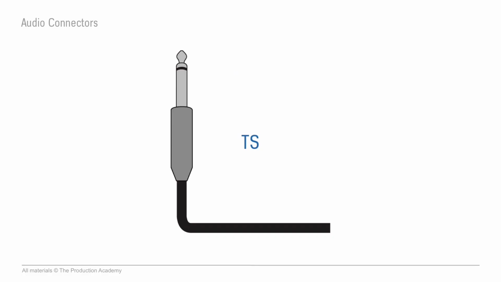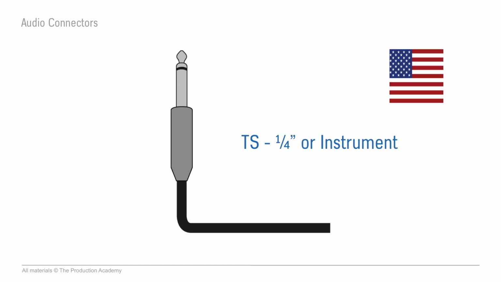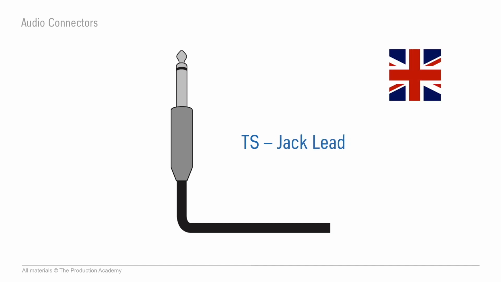An unbalanced signal can only be run for about 20 feet before we start to lose quality. But balanced signals can go for hundreds of feet without issues. The most common unbalanced cables we use are TS, which in America we call quarter-inch or instrument cables. In the UK, they're called jack leads, and in Australia, they're called jack-to-jacks.